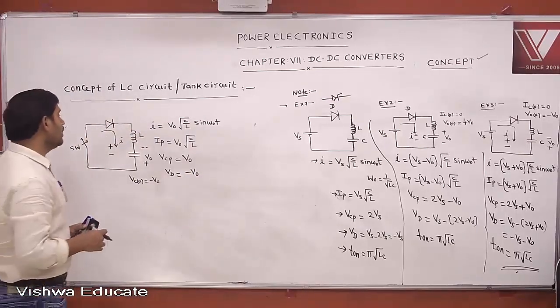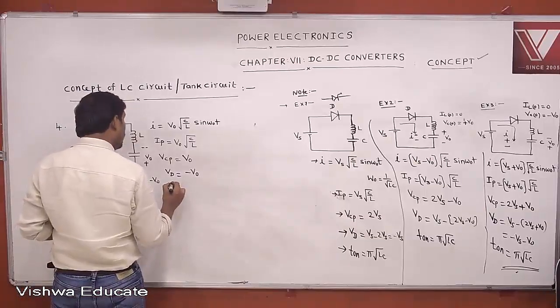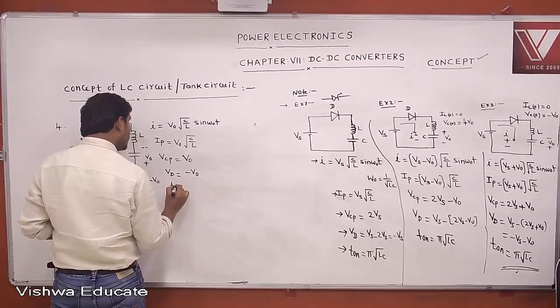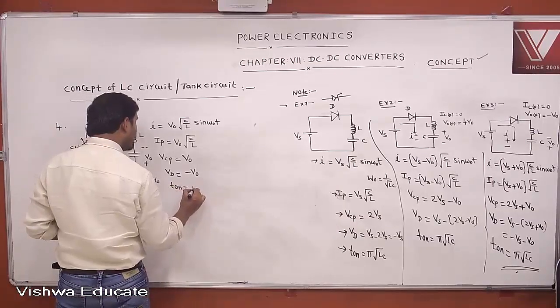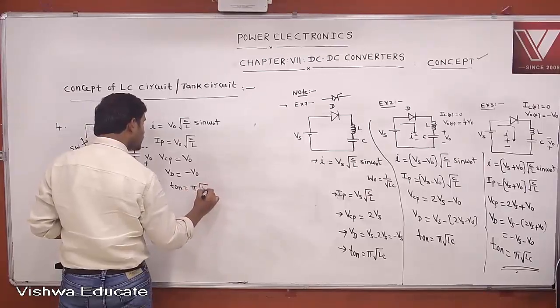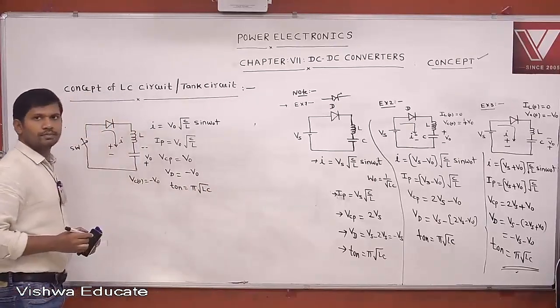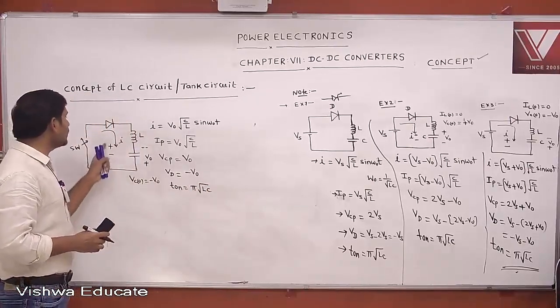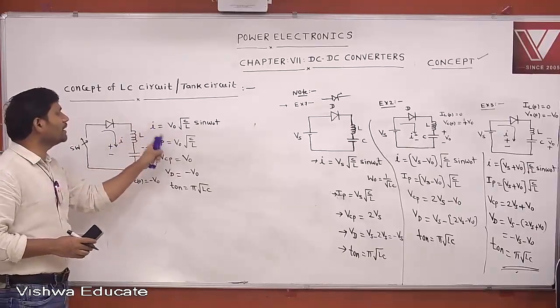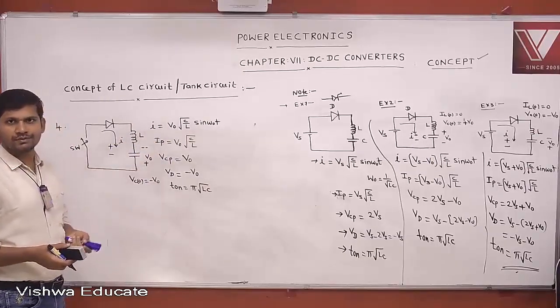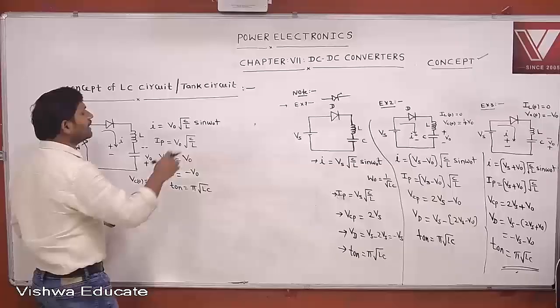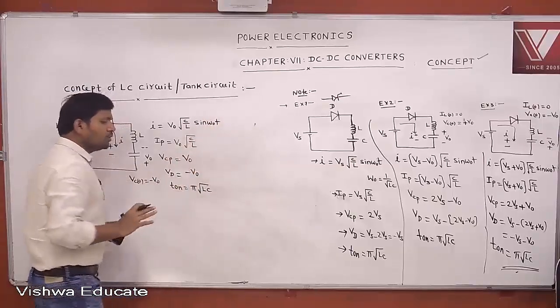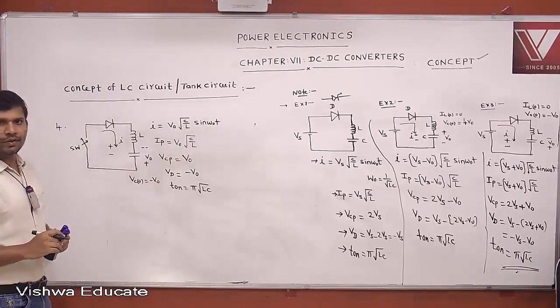Can you tell what is the diode conduction time? The diode conduction time on time equal to pi root LC only. In this circuit also pi root LC. In source free LC circuit also, the nature of the current is what nature? Sinusoidal oscillations, where this current is maximum at omega naught t equal to pi by 2. Like that you write.